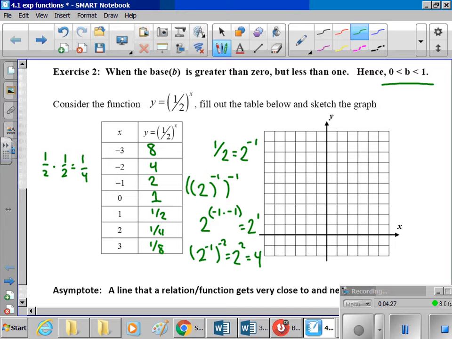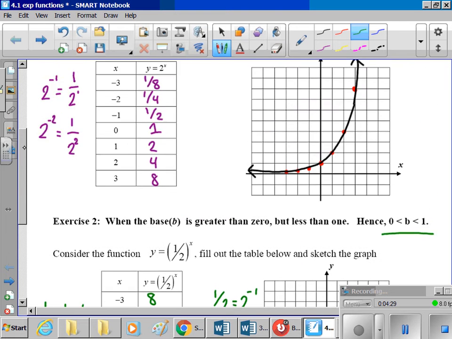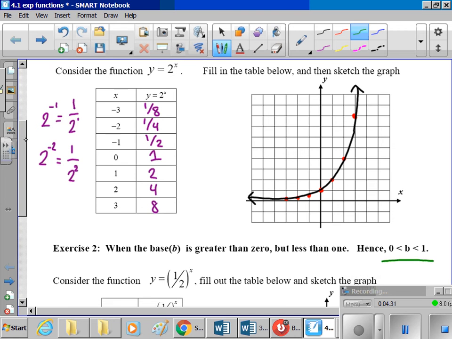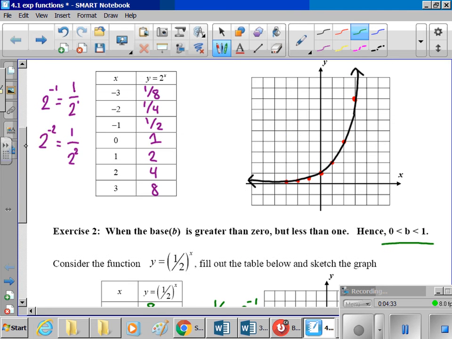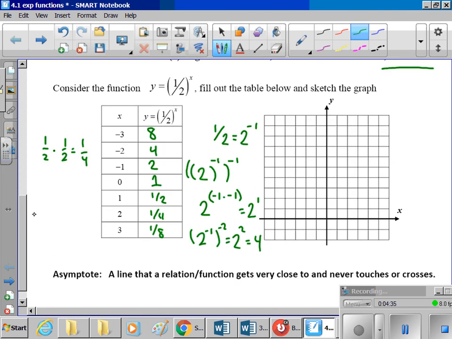All right, so as you might have noticed, this is a mirror image of the one we had above. Instead of going from 1/8 to 8, we're going from 8 to 1/8. So our graph's going to look reflected across the y-axis.